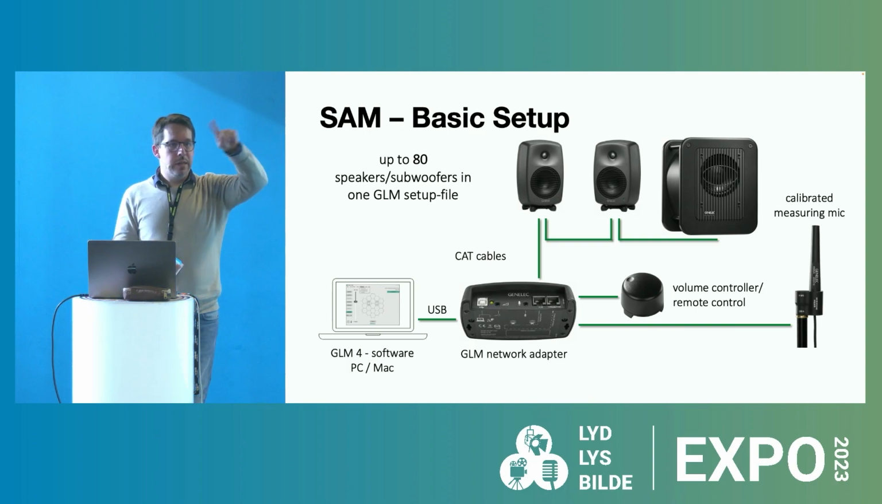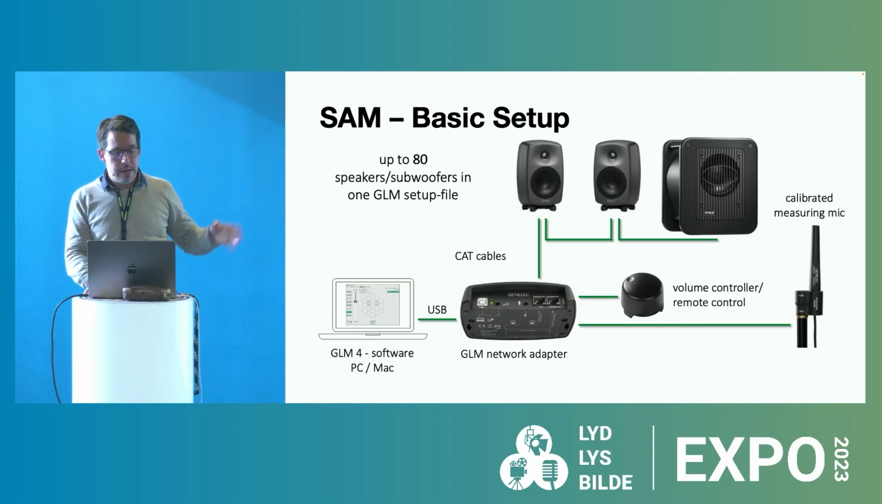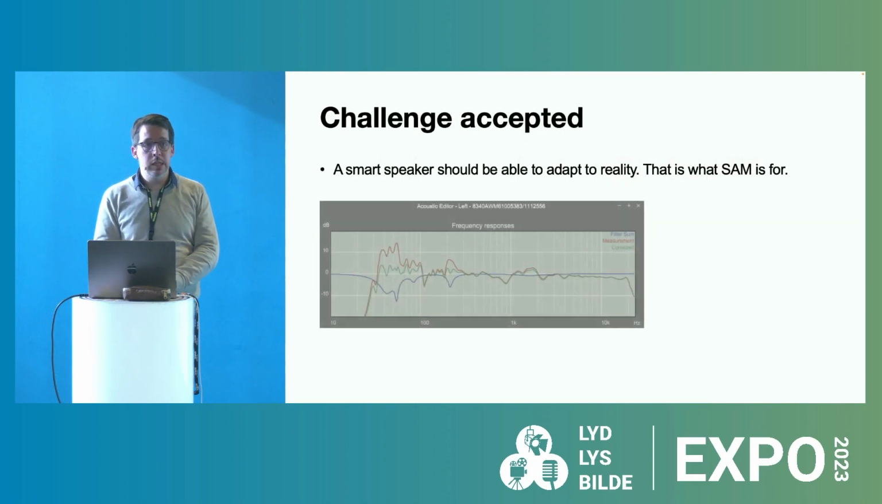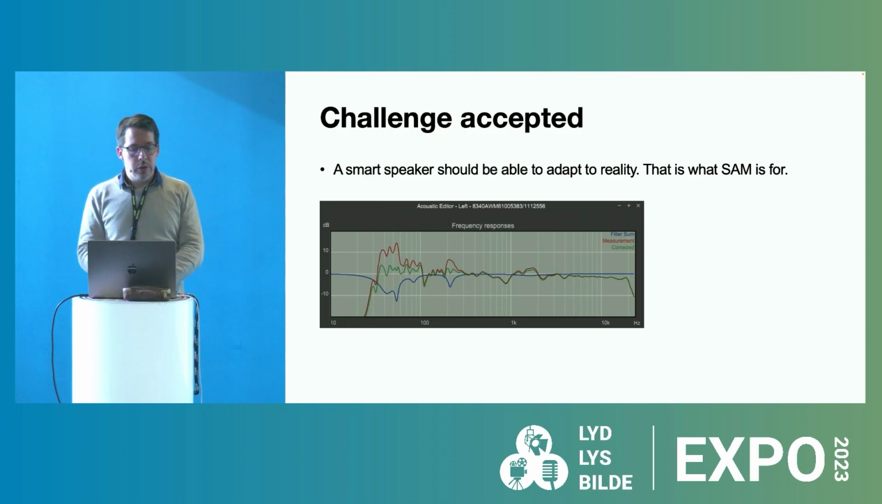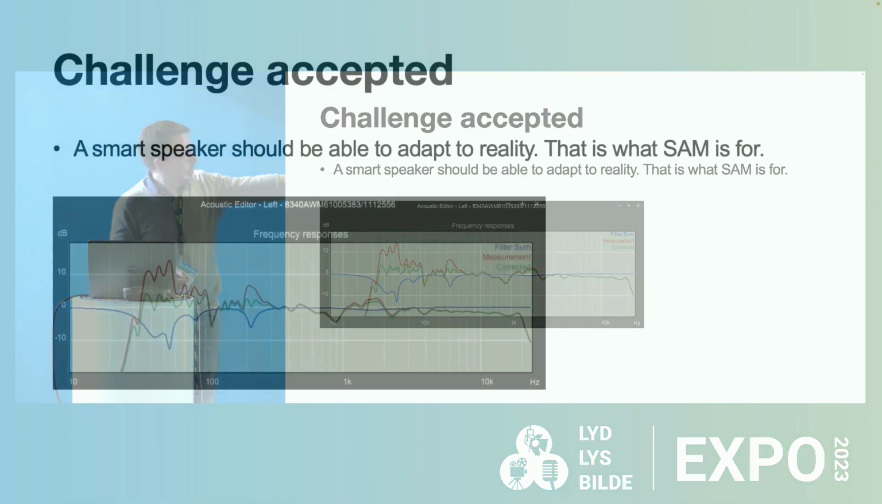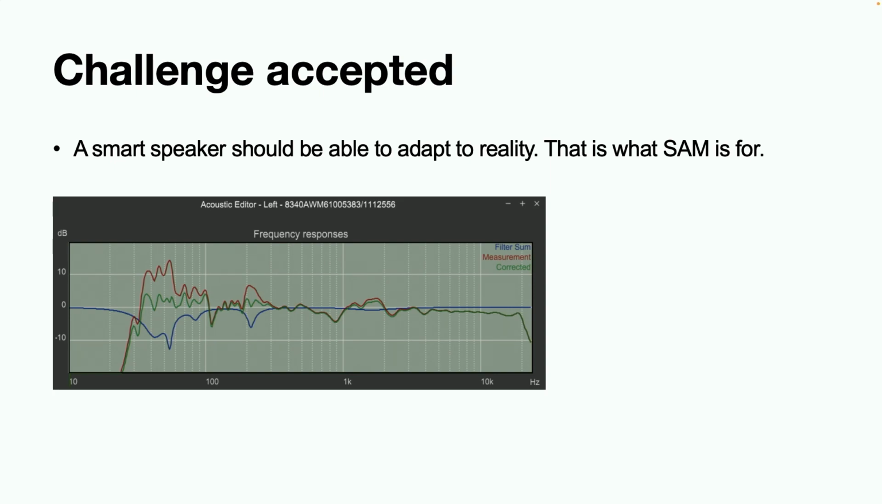We saw the filter curve of the frequency response of the one speaker uncalibrated. And we said, okay, with that technology, we're going to accept the challenge. Let's see what we can do with that. So the way it works within GLM is very simple. Every speaker is playing back a sweep, and this sweep we're recording. And this, in this case, is the red curve that you see here.